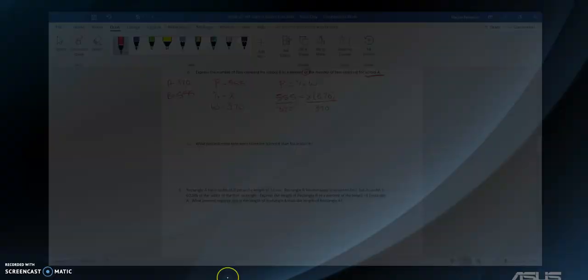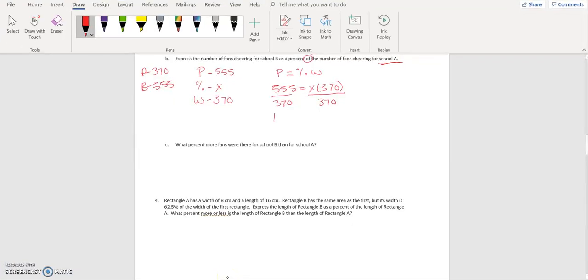1.5. 1.5 is equal to x. We need to move that decimal 2 places to the right because it's a percent. So 1, 2 gives me 150%.